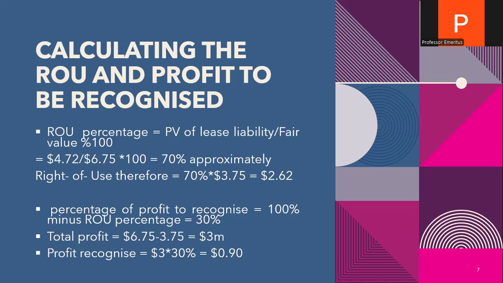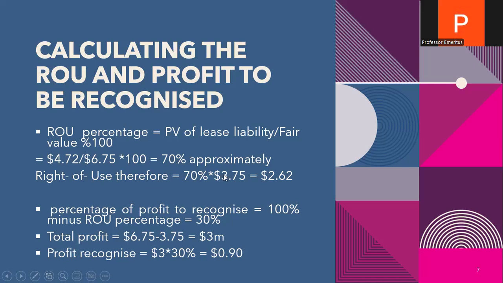So the first thing is to ask yourself, what is the right of use percentage? The right of use percentage is the actual present value of the lease liability divided by the fair value of the asset multiplied by 100. So the PV of lease liability is 4.72. Remember, you cannot use 5.47 because that one had 0.75 embedded in it. So we use 4.72 divided by the fair value multiplied by 100. So that is 0.6999, which gives us 70% approximately. So the right of use percentage is 70%.